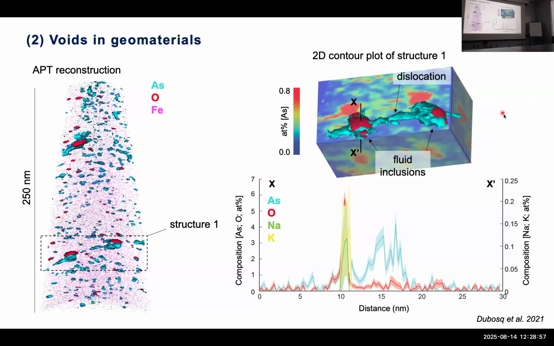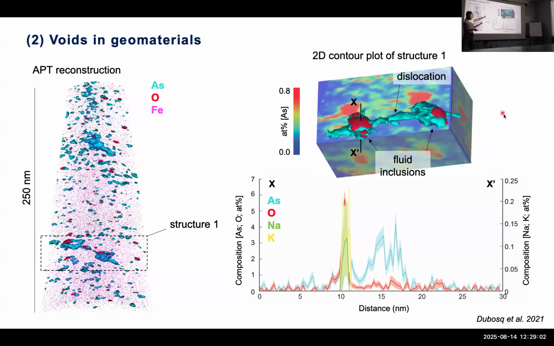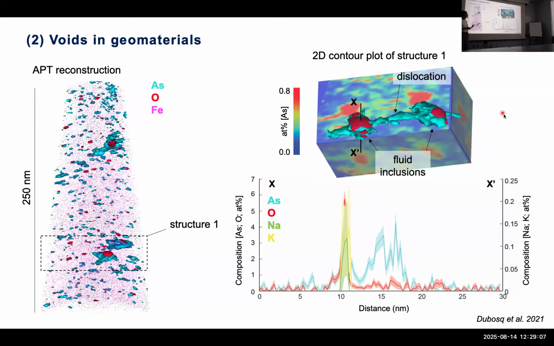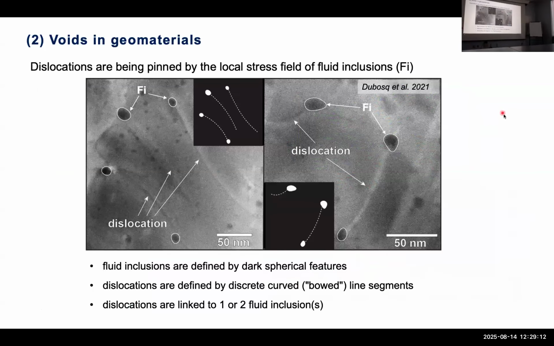But more importantly, not only do we document the fluid inclusions, which we were expecting, but we notice that most of these fluid inclusions, or some of them, are linked by these arsenic-rich dislocations. And again, I wanted to confirm this. So we went to TEM, prepared a lamella, and we noticed the same features. So we have fluid inclusions in these darker circles. And then we notice that these fluid inclusions are linked by dislocations. And it's important to notice here that the dislocations have this bowed configuration.